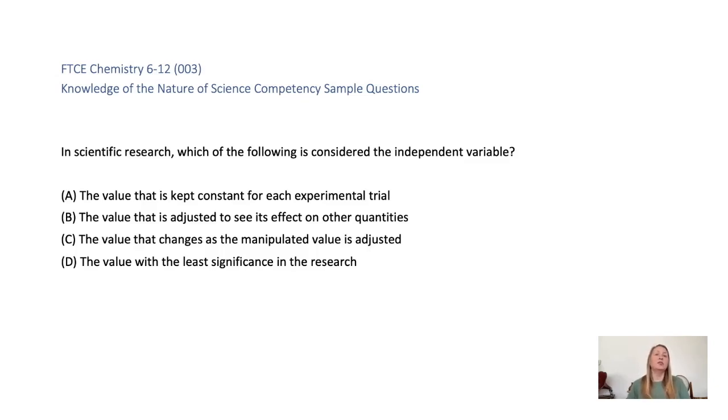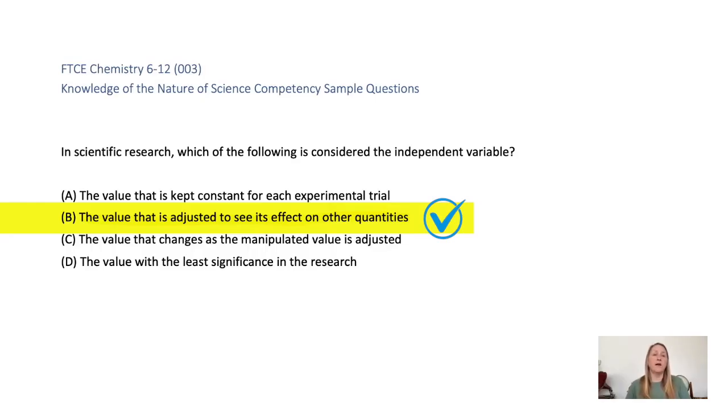A, this is a controlled variable, something kept constant. C, this is the dependent variable, which changes because of the independent variable. D, every variable in research has a purpose. This choice is just incorrect. The correct answer is B, the value that is adjusted to see its effect on other quantities.